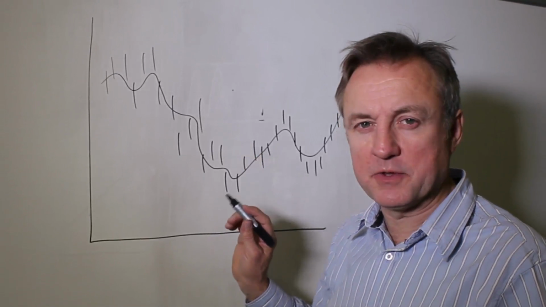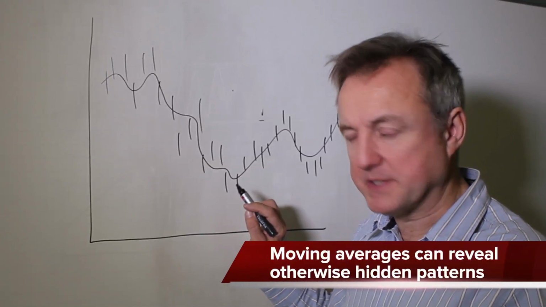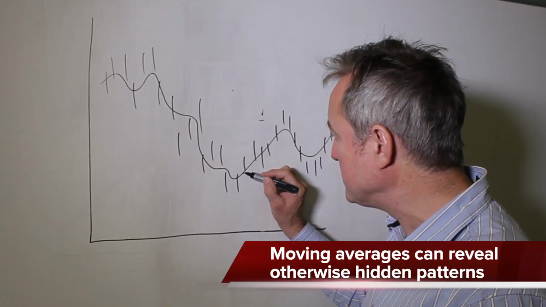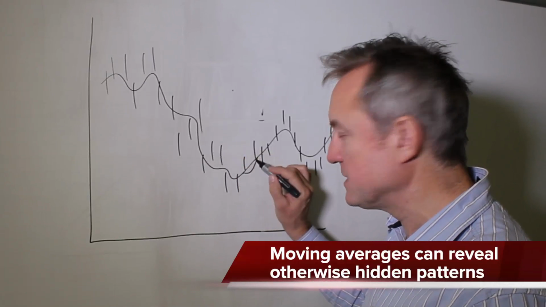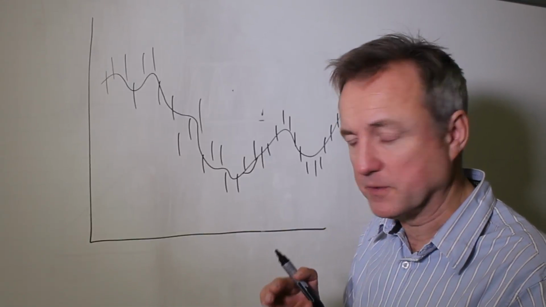It smooths out the visual representation of the market, and sometimes, as I say, it reveals patterns that you couldn't otherwise see. For example, very often you might reveal a head and shoulders bottom inside this price action that wasn't apparent in the pure bar chart. That's the first thing that moving averages do.